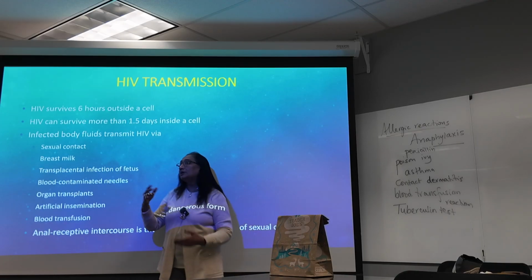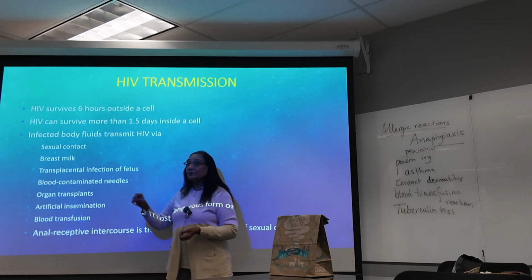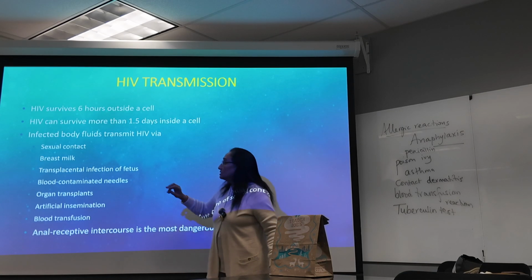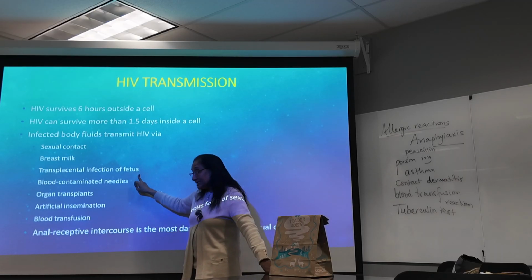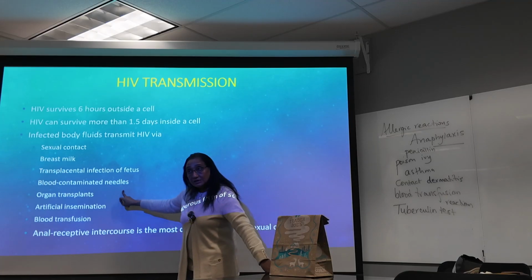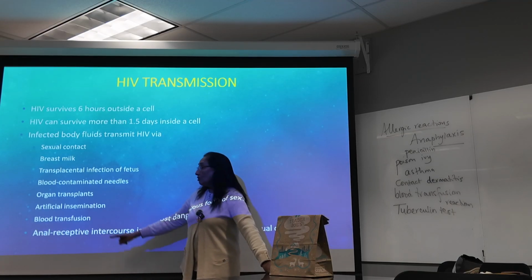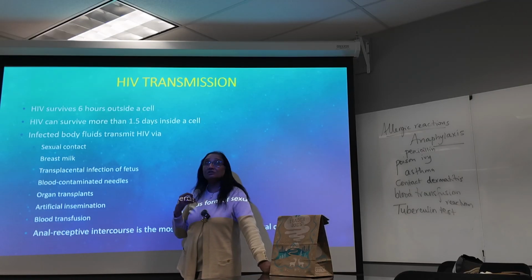Now, the primary reason for transmission is sexual contact. Body fluid contact has to be there. The virus can be transmitted through breast milk as well, from the mother to the newborn infant. It can be transmitted through the placenta as well. Contaminated needles, so drug users. Organ transplant, if you do a transplant without checking.